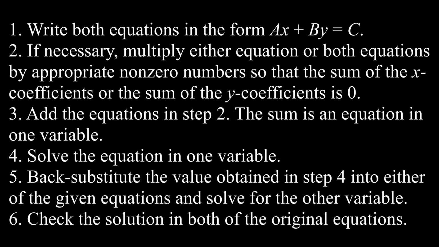For this, we want it in the general form ax plus by equals c. Then, we want to multiply either equation or both by appropriate non-zero numbers so that the sum of one pair of coefficients is 0, that is, they cancel. Then add the equations you get from step 2, where you should result in an equation in one variable, solve the equation in that one variable, and then like before, back substitute and check to make sure that this works.